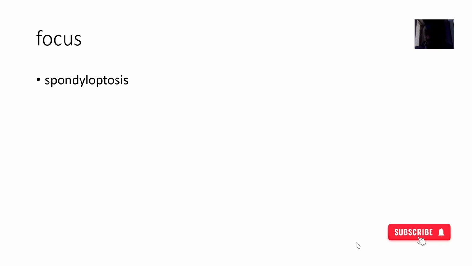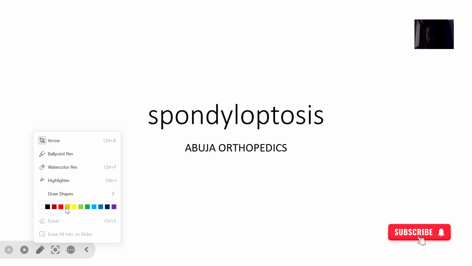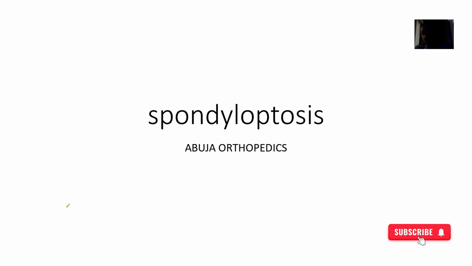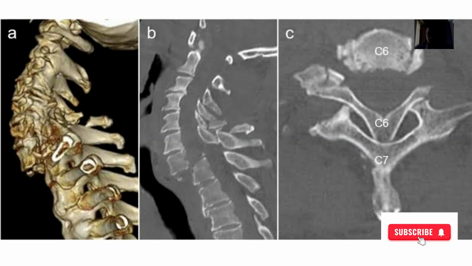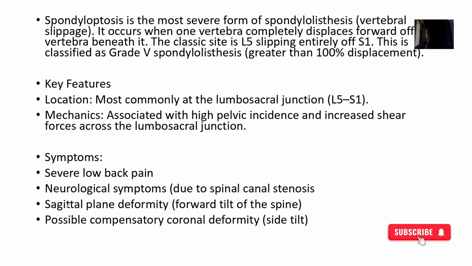Look at another spine issue, and this is what is known as a spondyloptosis. Spondyloptosis. So for spondyloptosis, this is what we got. It's kind of like the best image for it. So let's quickly describe it.